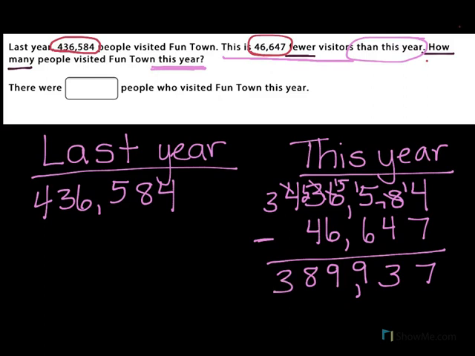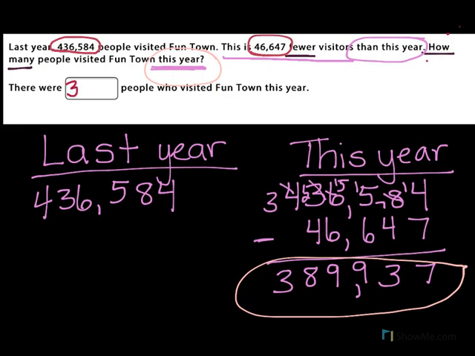Okay, so this year there had to have been 389,937 visitors. And the question just wants to know how many visited this year. So this is a one-step problem. So I can fill in my answer, if I can write small enough here. And I know that there were 389,937 people who visited Funtown this year.